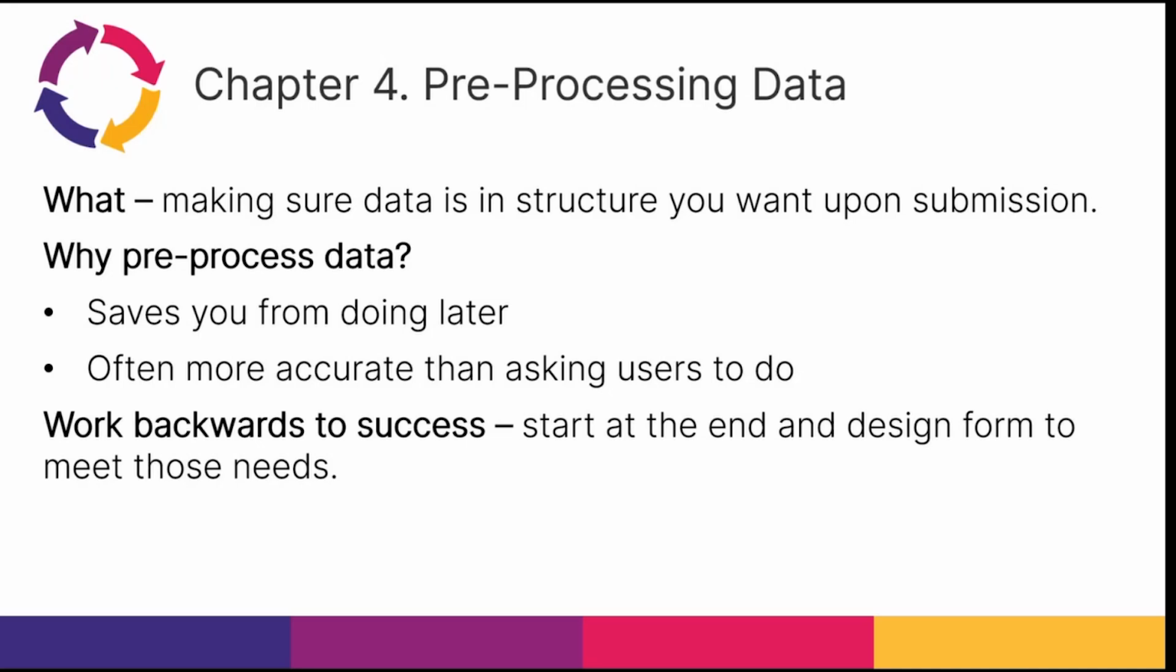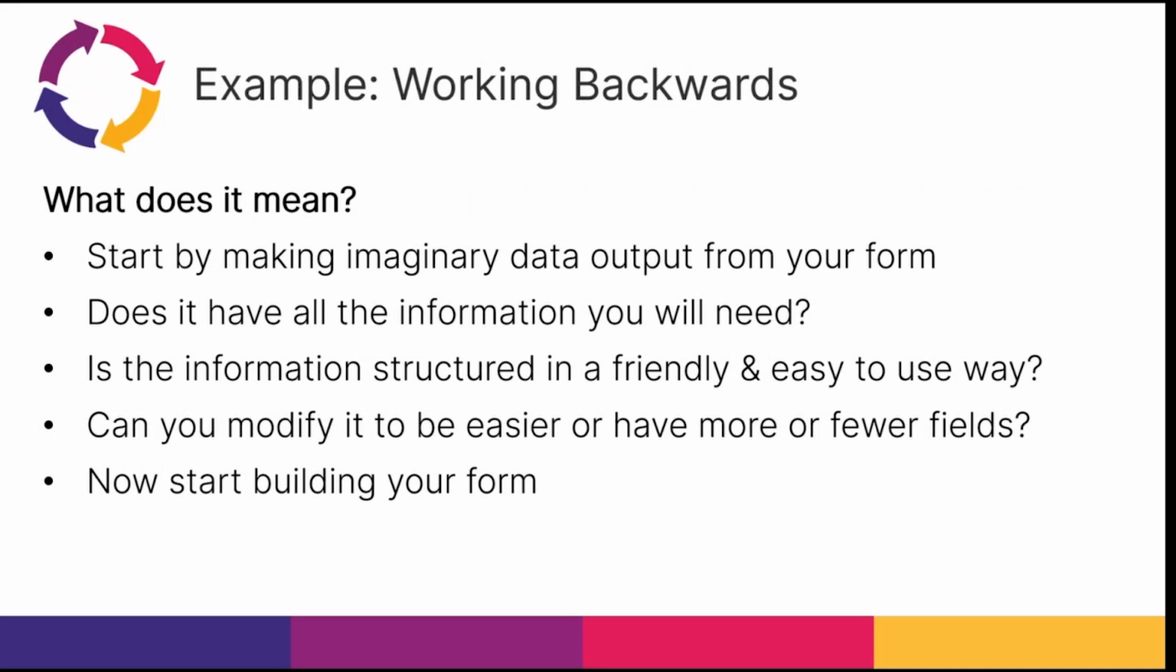It means we're going to start at the end and think about what that means for the design of our forms and how we might achieve certain things. So we're going to cover some basic examples of working backwards. The first step is making an imaginary data output from your form. How do you want the data to look? What is your ideal version of it? And then think about, is this really all the information you need? Is the information structured in a friendly and easy to use way? And is there something you can do to have fewer fields or to make the data easier to work with?